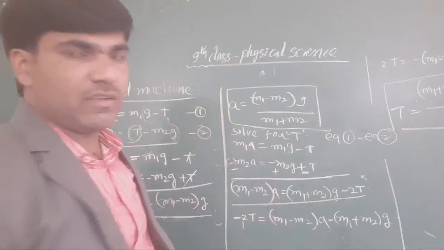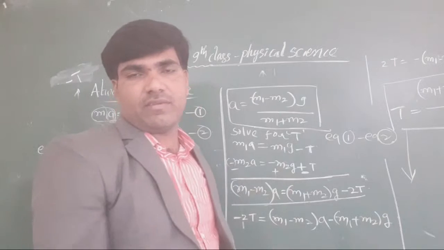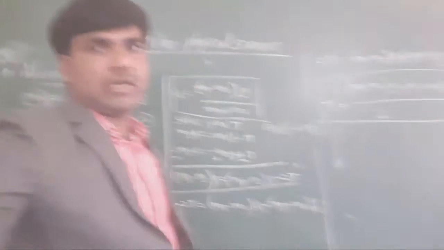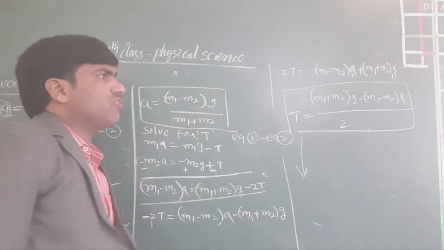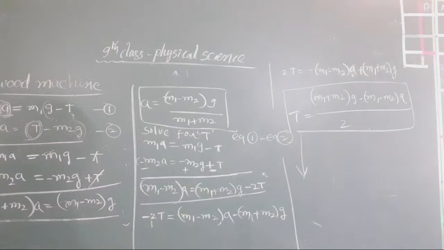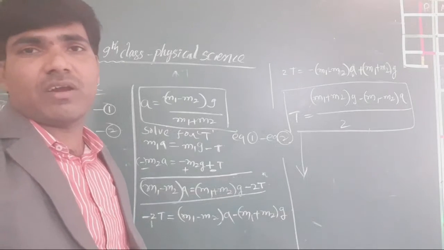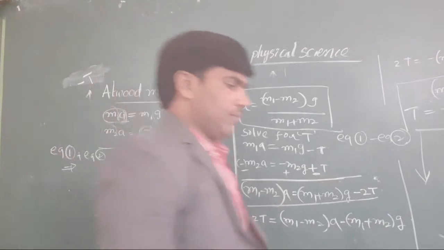You solve this equation as in our textbook. That is only homework for you. Whatever the equation is given here, T is equal to (m1 plus m2) into g minus (m1 minus m2) into a by 2. That equation you solve as in our textbook. Okay, that is only homework for you.